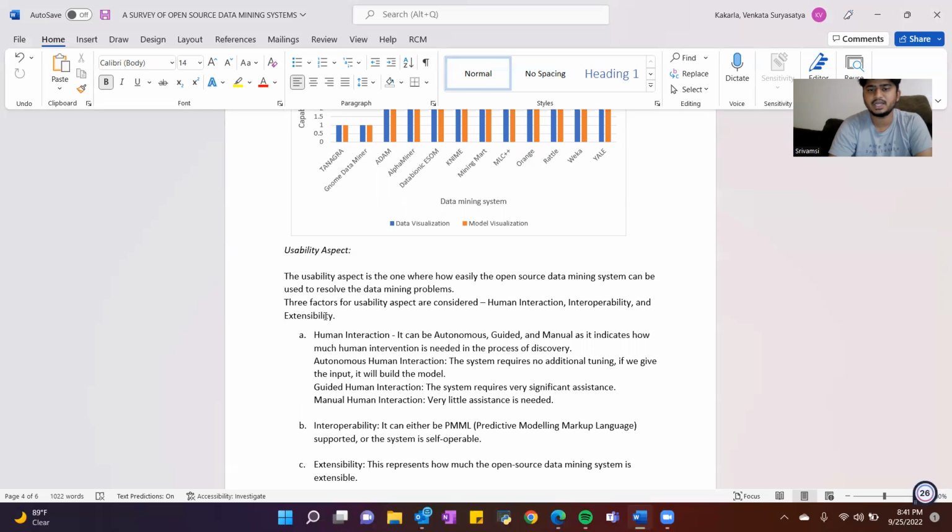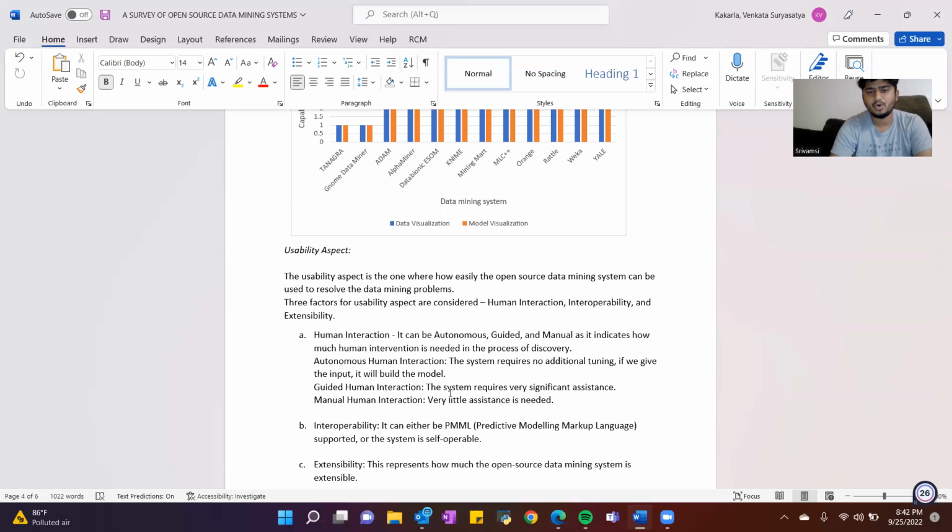Three factors for usability aspects are considered: human interaction, interoperability, and extensibility. Human interaction can be autonomous, guided, or manual, as it indicates how much human intervention is needed in the process of discovery. With autonomous interaction, the system requires no additional tuning; if we give the input, it will build the model. With guided interaction, the system requires very significant assistance. With manual interaction, very little assistance is needed.